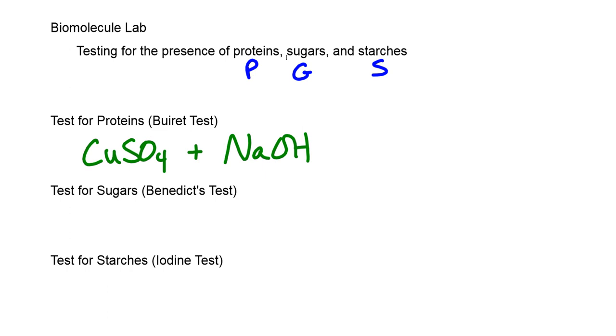For your sugars test or your glucose test, we're going to be using a Benedict's test. Now, Benedict's test has only one solution. Keep in mind the copper sulfate and the sodium hydroxide are mixed together, so collectively they're known as a Biuret solution. And then our Benedict's test is going to be conducted with a Benedict's solution.